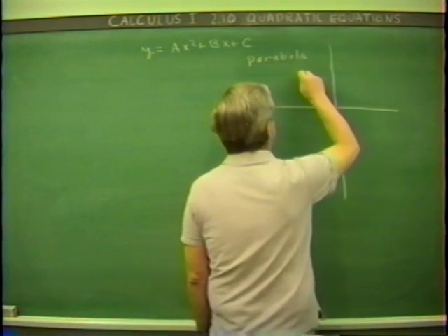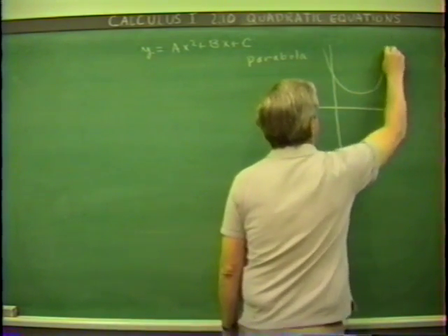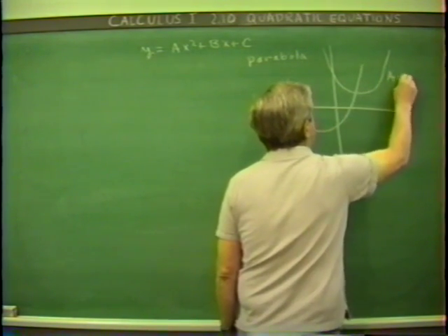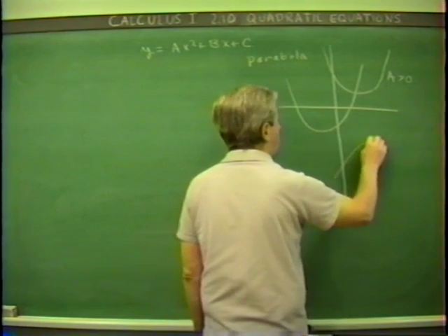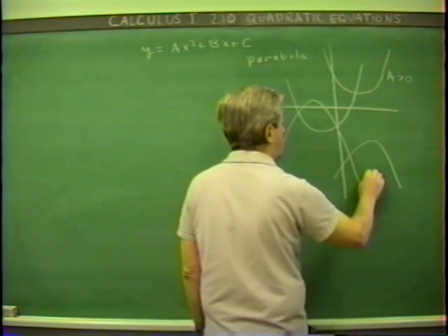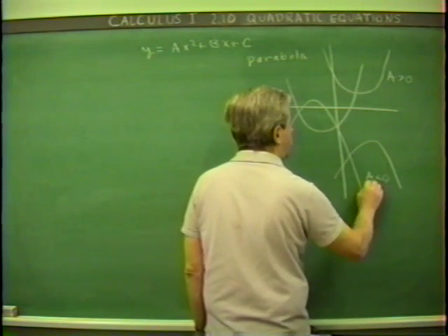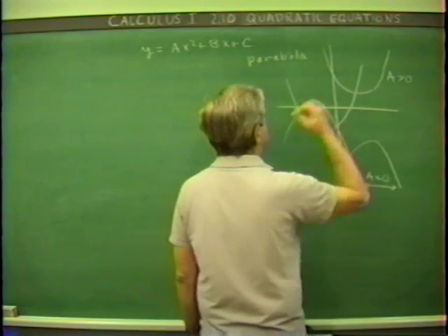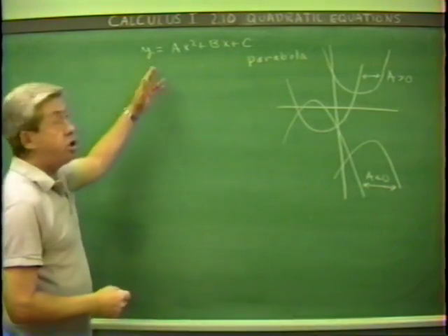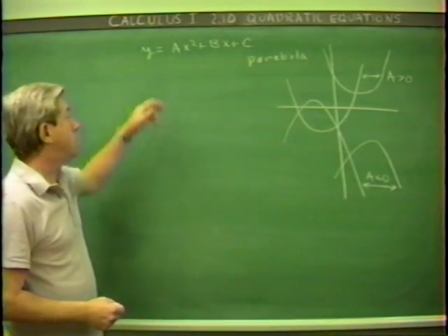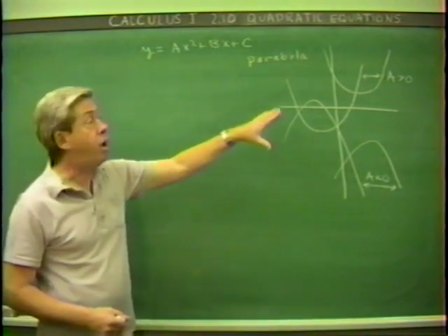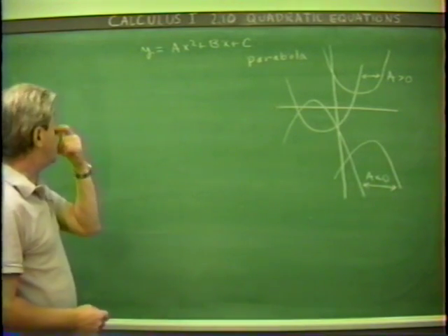If a is greater than 0, the parabola is going to open upward. If a is less than 0, the parabola may open downward. So either of those two cases: here when a is less than 0, here when a is greater than 0. If a is equal to 0, this equation becomes that of a line. If you interchange the x and the y in this equation, then you have parabolas that open either to the right or to the left. We'll just consider this case right here for the moment.